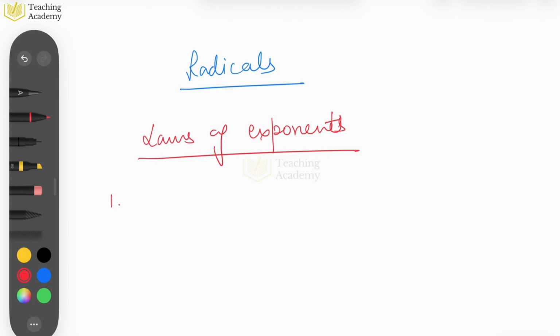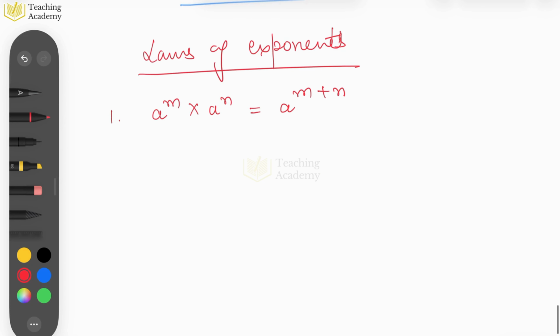So the first law says a to the power m times a to the power n is going to give you a to the power m plus n. That's a very basic rule. When your bases are the same and you have different powers with a multiplying sign in between, you're going to add those powers. Okay, that's a main and very important rule.